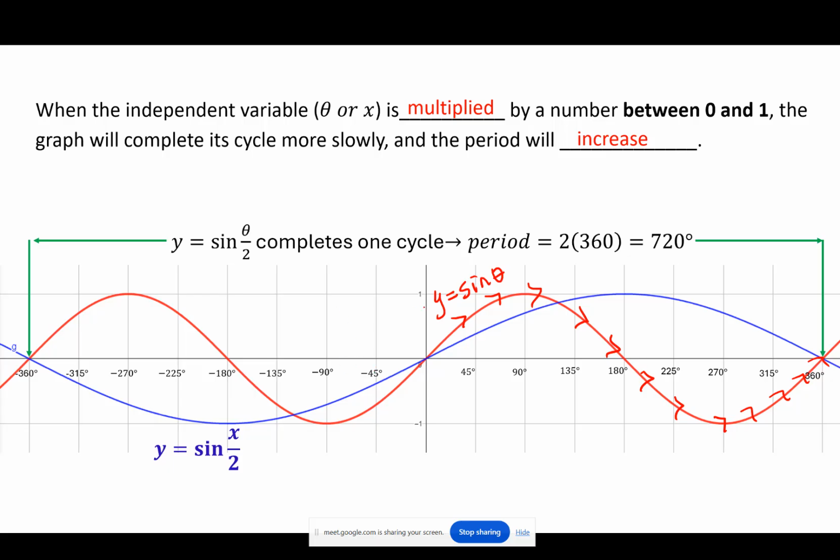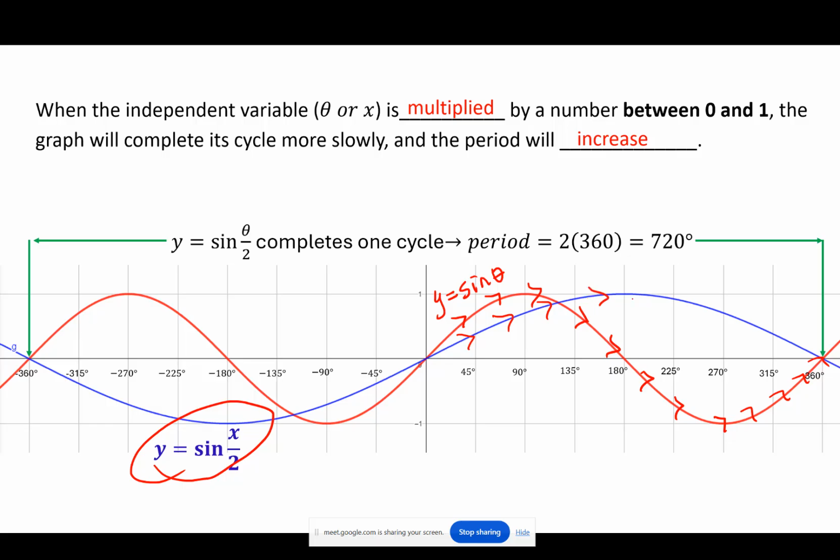Now, if I multiply theta by a number between 0 and 1, like 1/2, here I have y equals sine 1/2 theta or x or whatever that horizontal axis is. That is going to slow the thing down. The frequency is going to drop. And now it doesn't even complete one whole cycle between 0 and 360. It only completes half a cycle.